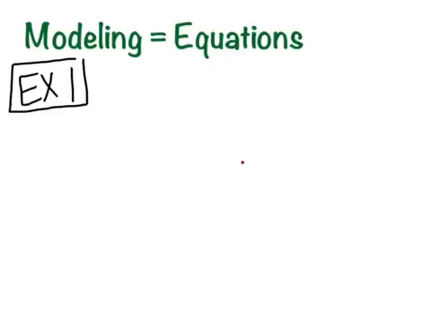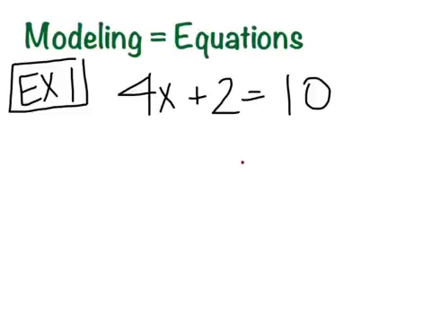Let's model some equations. For example 1, we have the equation 4x plus 2 equals 10. The way we model, we have 4 x's. So for each x, I'm going to draw a box. For each constant, which is a number that does not have a variable next to it, I will draw a circle. Pause the video to model the equation.